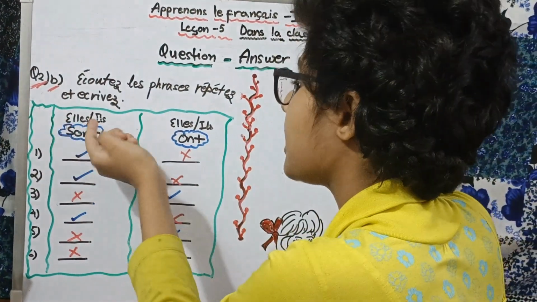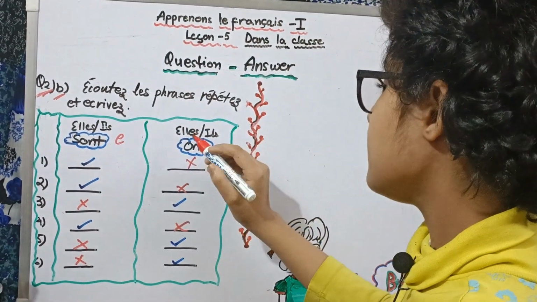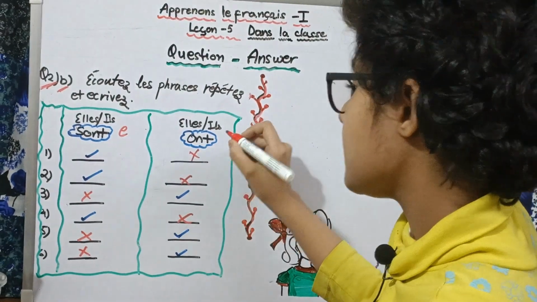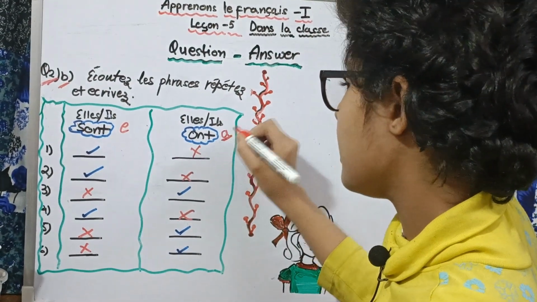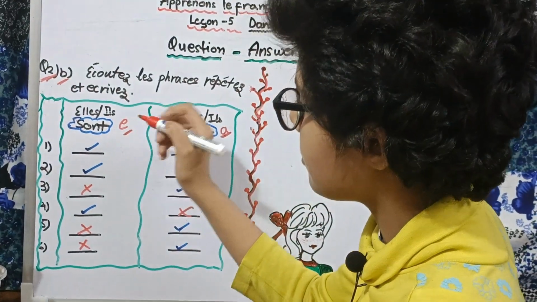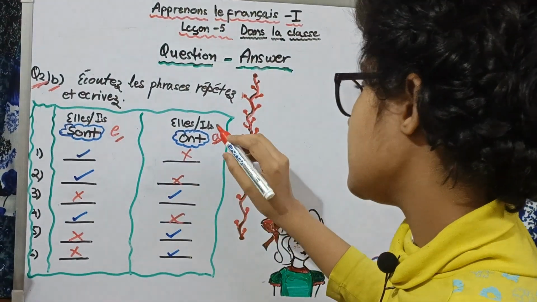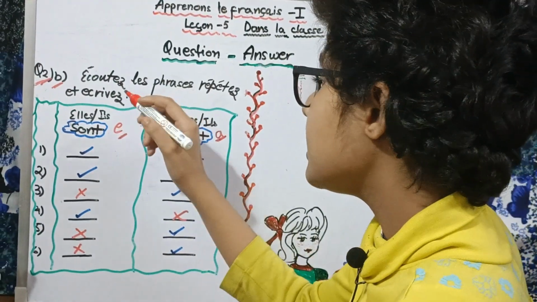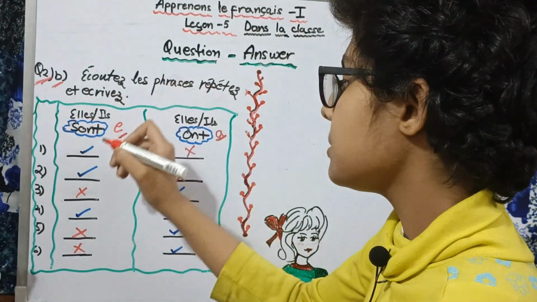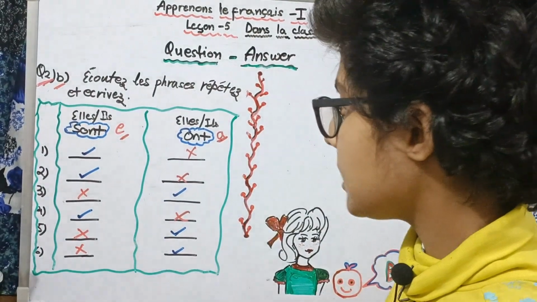First is for ils or elles sont, which is a conjugation of the verb être, and the next one is for ils and elles ont, which is the conjugation of the verb avoir. So we need to identify which sentence has the conjugation of être or the conjugation of avoir. Instead of writing the same sentence again and again, I have just put a tick, and it's your choice that you can also do the same or you can write it in your book.